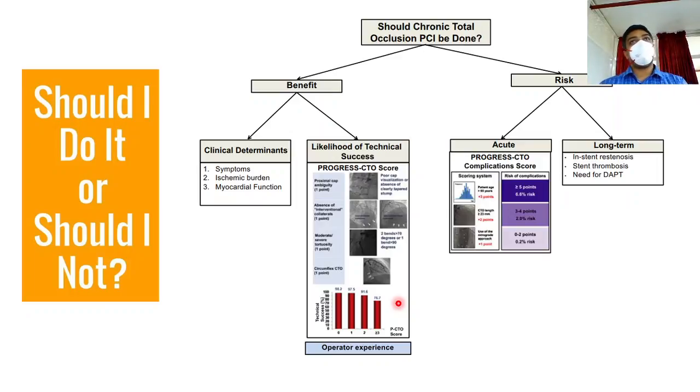Actually, the main hurdle we have to cross is wiring the lesion. Once you have wired, almost 50% is done, and then the rest should be easy. Then the risk: we can assess the complication risk by the PROGRESS CTO complication score. If that score is high, we can decide whether to do it or not. And the long-term risk also: there is ISR, stent thrombosis, etc. All these factors we have to consider.